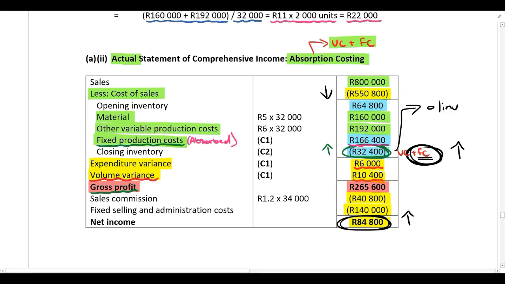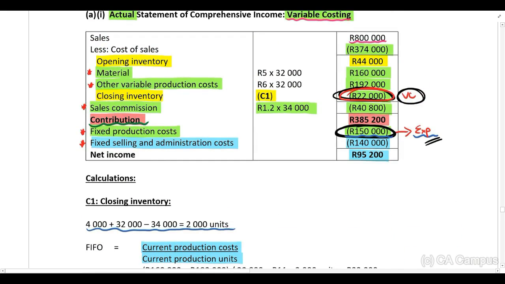If closing inventory is overstated, then your cost of sales is going to be understated and your profits are going to be inflated. So we've got fixed costs being capitalized to inventory and not being written off in this period. They will only be written off in a future period when they are added back as opening inventory. On the other hand, with variable costing, we only include variable costs in the cost of inventory.